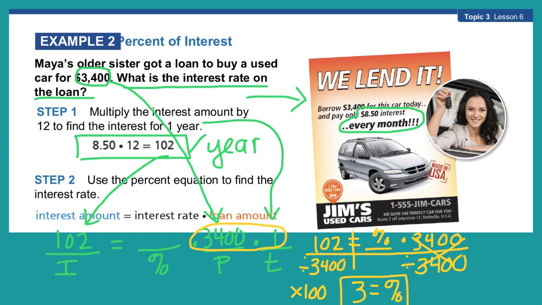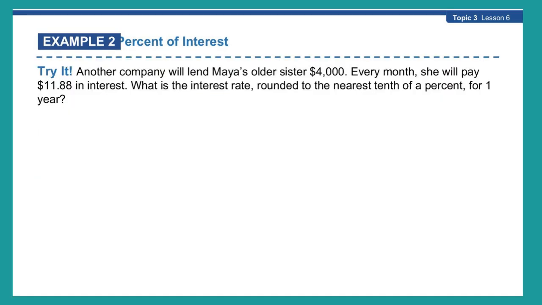Now, there's a lot of steps here, and sometimes you have to go through it pretty slowly and just think about what you're doing. This is the try it on page 181. It says another company will lend Maya's older sister $4,000. Every month she will pay $11.88 in interest. What is the interest rate rounded to the nearest 1/10% for 1 year?